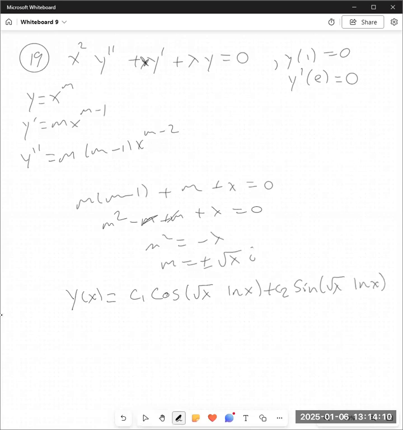Again, we're going to let x be 1 because that makes these ln of 1s go to 0. Cosine of 0 is 1. Y of 1 is going to be C1 plus 0. That needs to be equal to 0. So this whole part drops out. Y of x is equal to, and I'm going to let C2 be, I'm sorry, be 1. Sine of root lambda ln of x. Now be careful that this says y prime here is y prime of e.